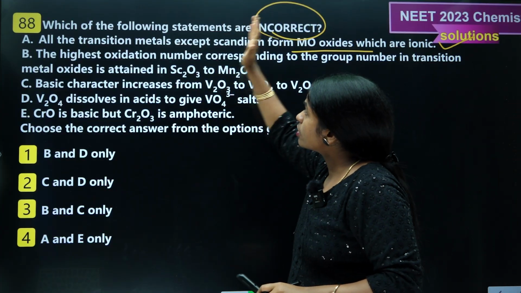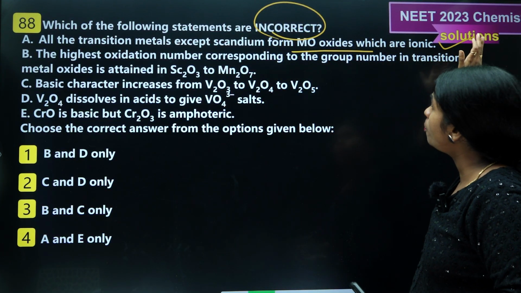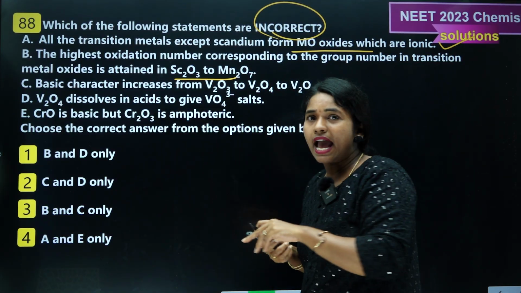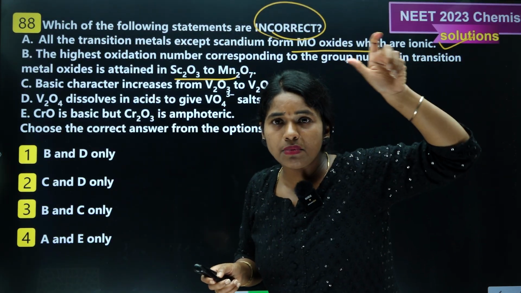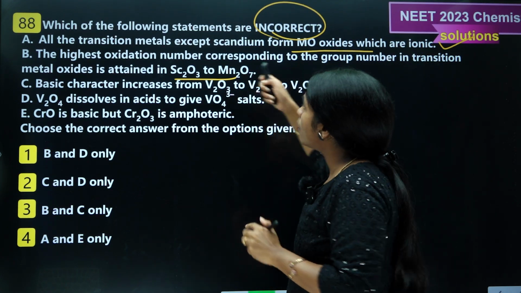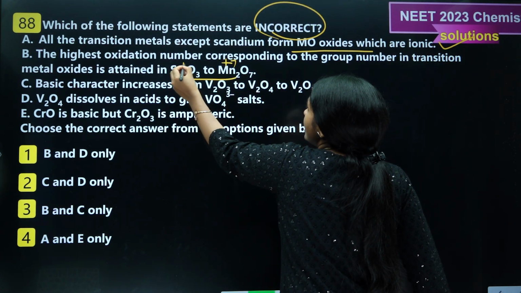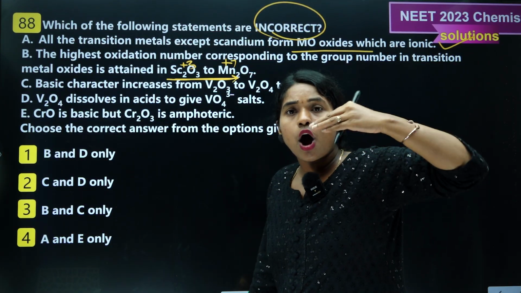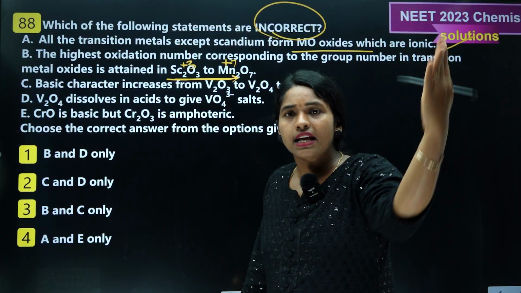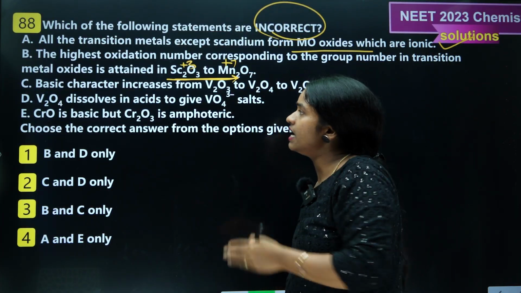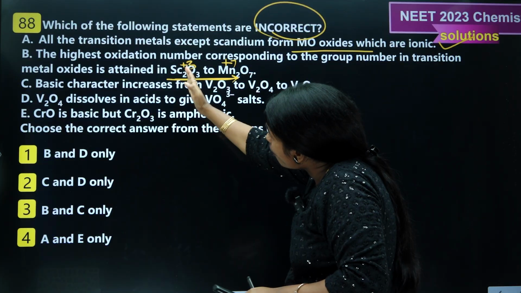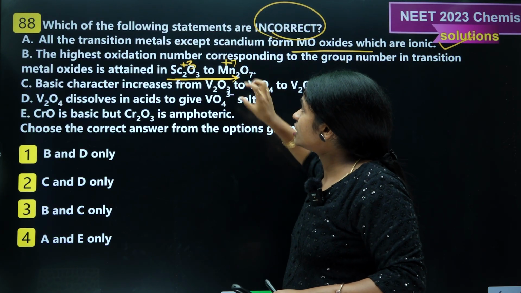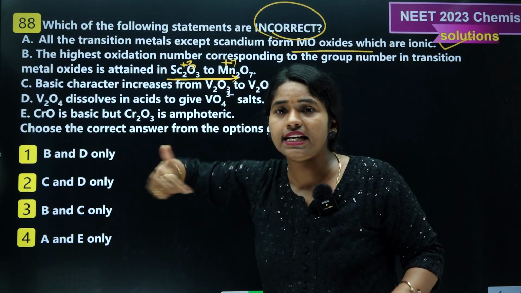And the highest oxidation number corresponding to the group number in transition metal oxides is, yes, as in if you go from scandium, in Sc2O3 scandium is in +3 state, in Mn2O7 manganese is in +7 state. So if you go from here to here, the oxidation state will be increasing as the groups are increasing. And if you go from here to here, when the elements are in their higher oxidation state, they will have more acidic character.